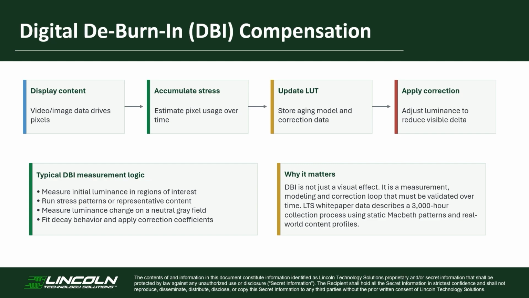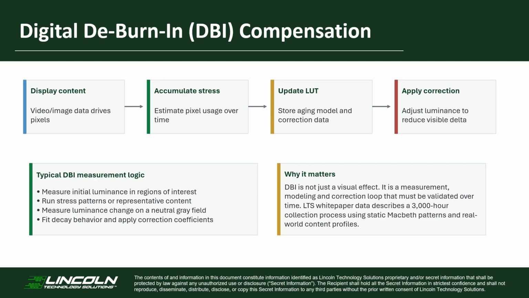A typical validation process begins by measuring initial luminance in defined regions of interest. The panel is then operated using either accelerated stress patterns or real-world representative content. At specified intervals, a neutral gray field is displayed and luminance is measured again. The resulting decay behavior is modeled and compensation coefficients are applied. The key point is that DBI is not simply a cosmetic image filter. It's a measurement, modeling, storage, and correction loop that must be validated over a long operating period.